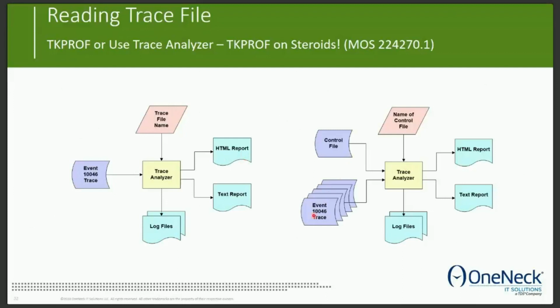And if you enable trace on multiple sessions using the client identifier or anything like that, and you want to analyze them, or it is a parallel session and you have like 20 parallel sessions running, and you traced all 20 parallel sessions, you can put all those trace files in one text file called the control file, and you pass that control file name to the trace analyzer. That will still give you one HTML report and one text file output analyzing all of those files together. Which is nice.